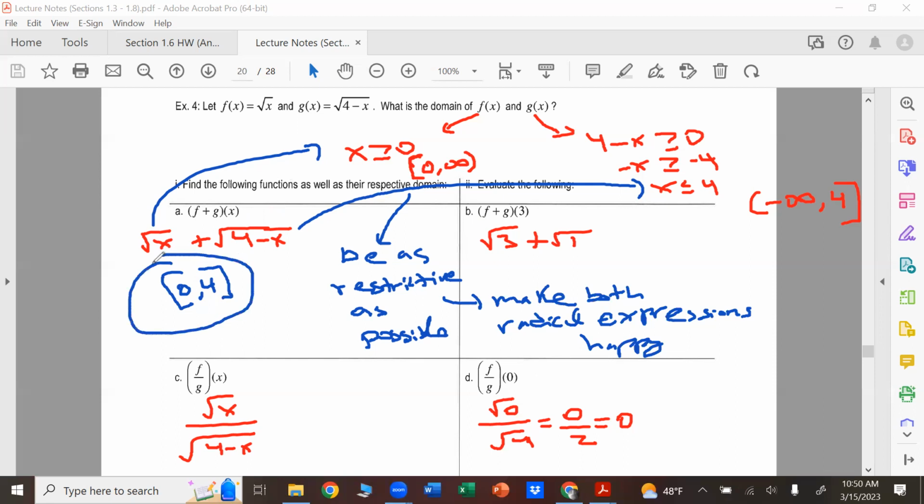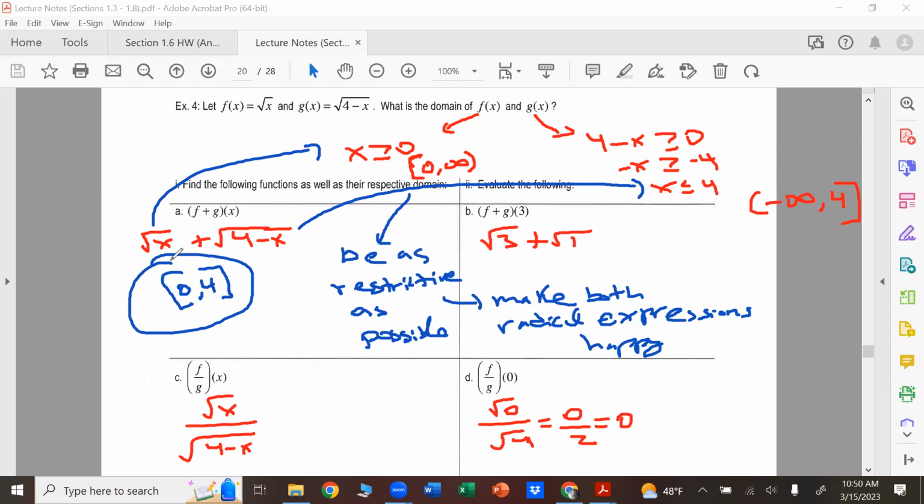So there's not really a hard and fast rule for finding the domains. You have to kind of take each situation. Each situation is kind of unique, so consider each one for its uniqueness and use some logic. So these are a little tricky, but you do have to be mindful about everything that's going on. That's why I say be as restrictive as possible. Make both radical expressions happy.